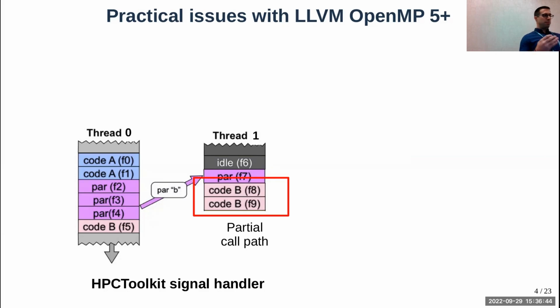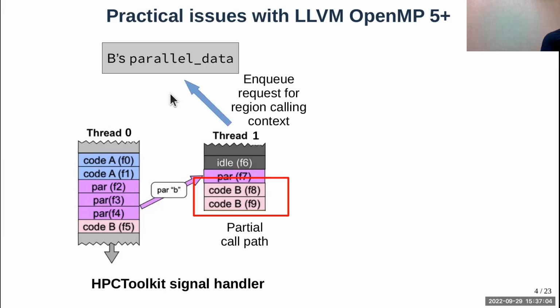The first problem when trying to profile OpenMP worker threads is that they can only do a partial unwind of the call stack because they don't know the invocation context of this region B, which is known only to the primary thread that creates the region. So that a worker can get this information, it needs to subscribe to receive it. For this purpose, we added some code that enqueues a request in a list, which we keep in the parallel data word of region B. This parallel data word is provided and maintained by the runtime for this region.